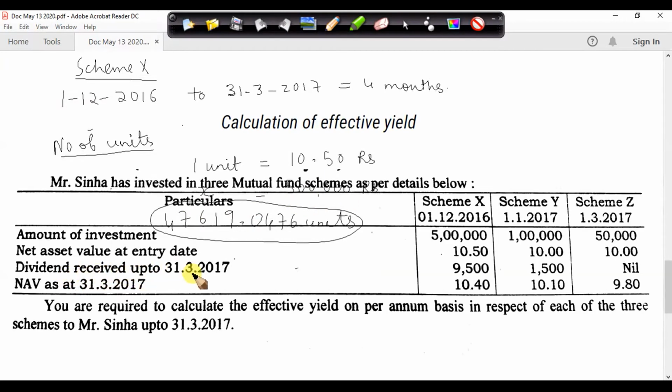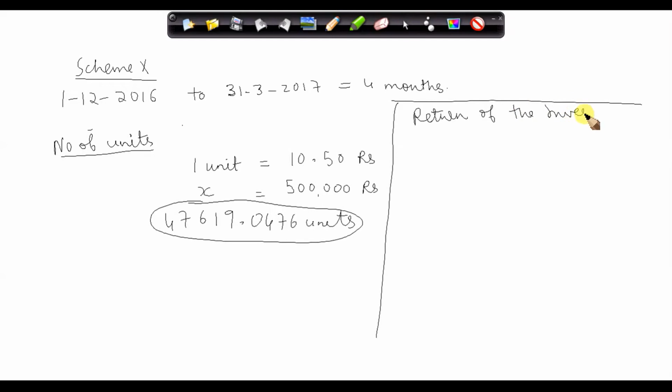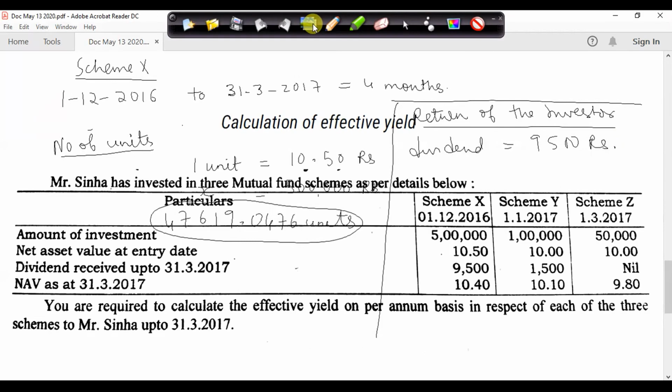Now dividend received up to 31st March 17 is 9,500. Now this dividend which they have mentioned, it is not on per unit basis. So together he has received on all the units which he has purchased, 9,500 as dividend. So now we are going to find the return of the investor. Now this investor has received a dividend and the dividend amount is 9,500 rupees. So this is one return which he has received.